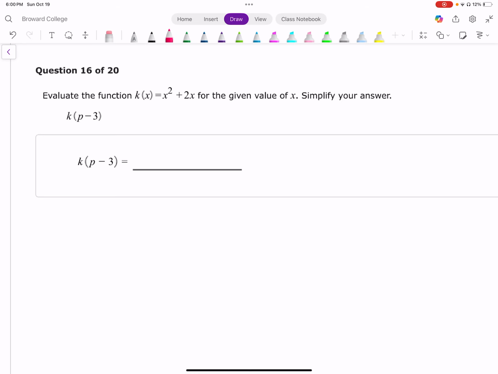Number 16, I think I did one like this in class, but I can just redo it. It's the same process of substitution. So if I have k of x is equal to, where I see x, I'm going to put p minus 3. In this case, it's squared, plus 2 times p minus 3. All right, and just solve as normal. So in this case, p minus 3 all squared. If we use the rule that we know, perfect square binomial, then we know that this is going to give us p squared.